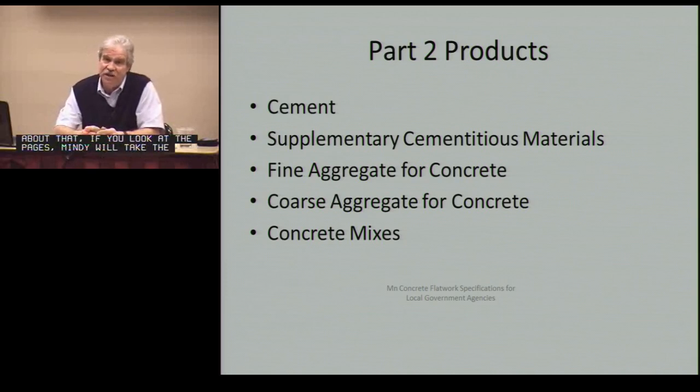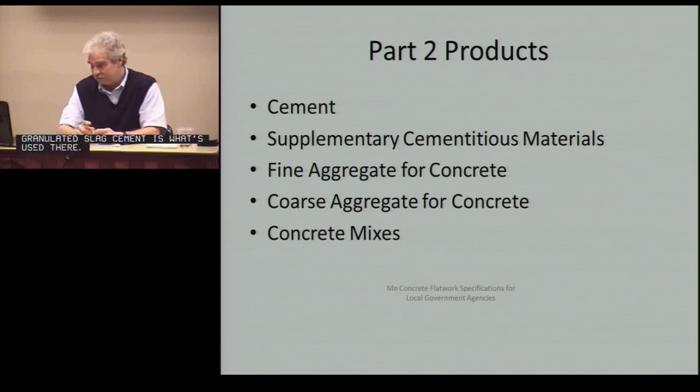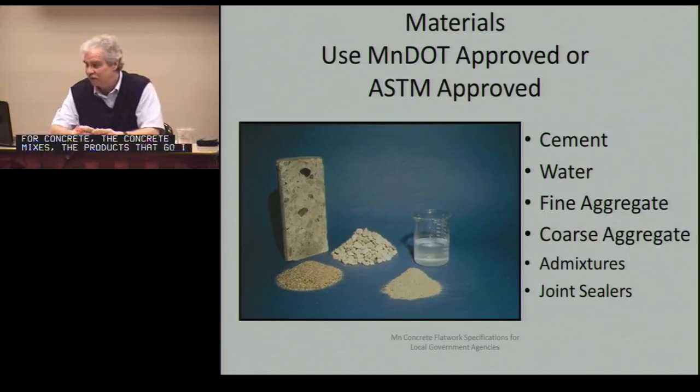Part 2 in this specification is the products. I mean the cement and supplementary cementitious material, basically the fly ash or ground granulated blast furnace slag cement is what's used there. Fine aggregate, coarse aggregate for concrete, the concrete mixes, the products that go in there, basically your cement, water, their fine aggregate, the admixtures, joint sealers. We're going to use the MnDOT system, which tests these products on a regular basis. It's just the paperwork you need to get into your files to be available.